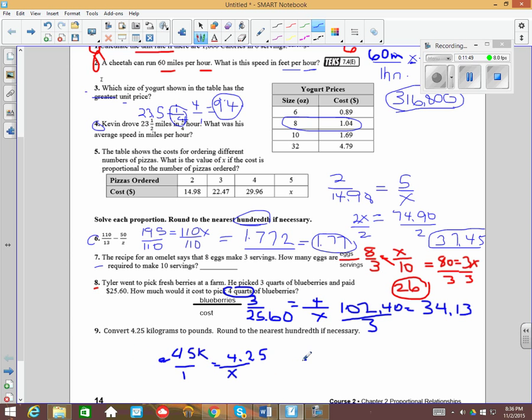So you're going to have 0.45 x, because you cross multiplied, is equal to 4.25. When you divide by 0.45 on both sides, you will get 9.44 pounds.